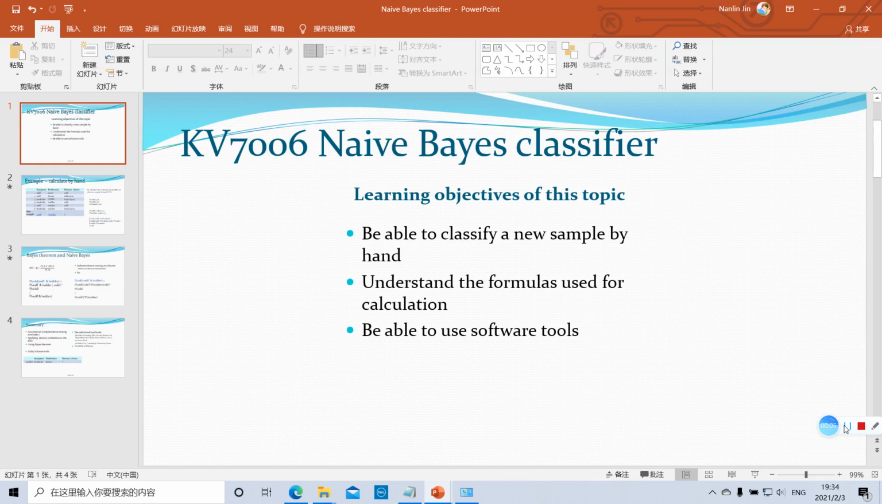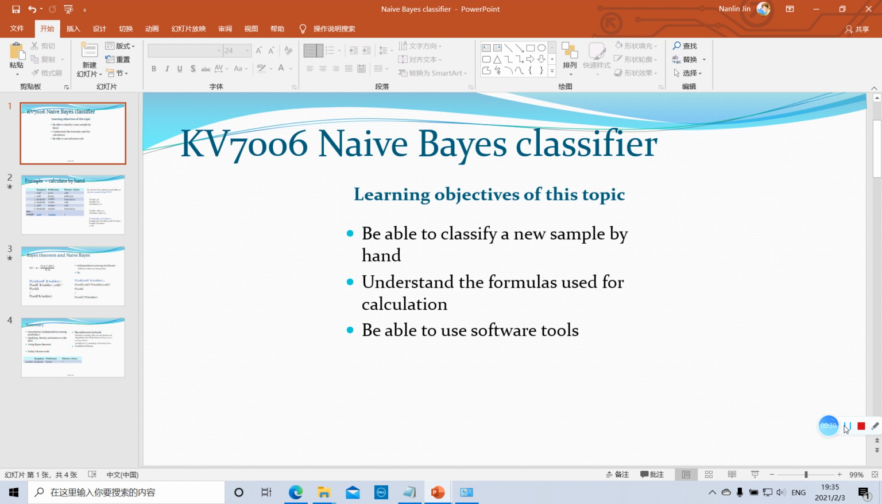KV7006 machine learning module. This video is about the naive Bayes classifier. So we have learned classification in principle. Naive Bayes is one of the classic classification methods in machine learning. During this session, we are going to understand the purpose of classification, which is to learn from historical data, and use the model we have learned to identify the class of a new sample.